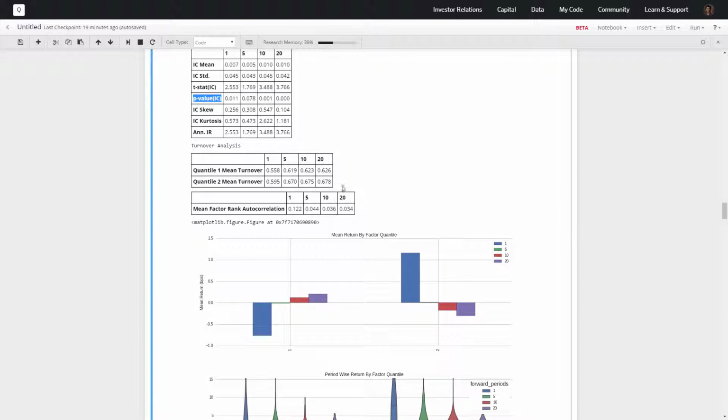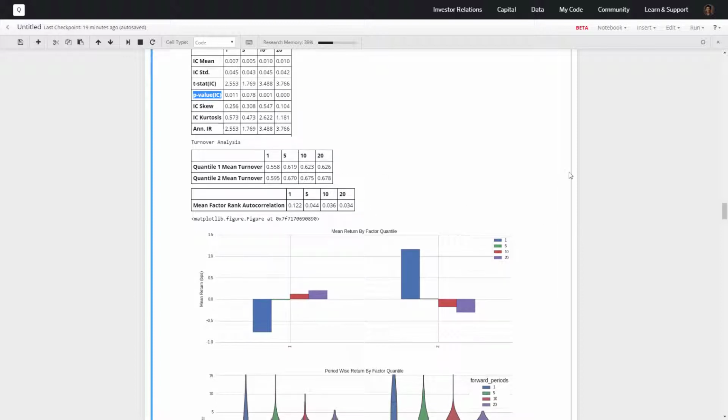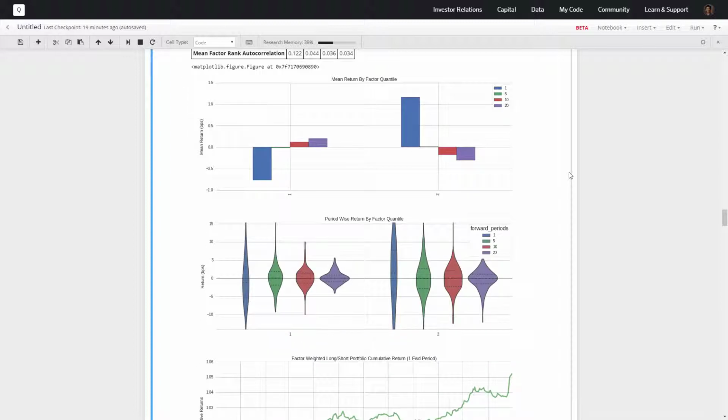So that's really always a plus side. The kurtosis is okay. The annualized information ratio is really, really healthy. If we look at the turnover, okay, it's all right. It's 55% turnover. Okay, so this is what you want to look at.